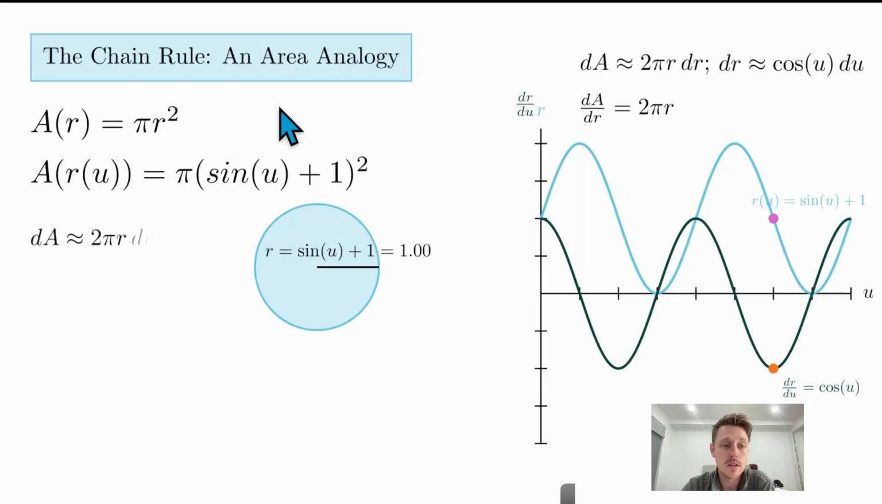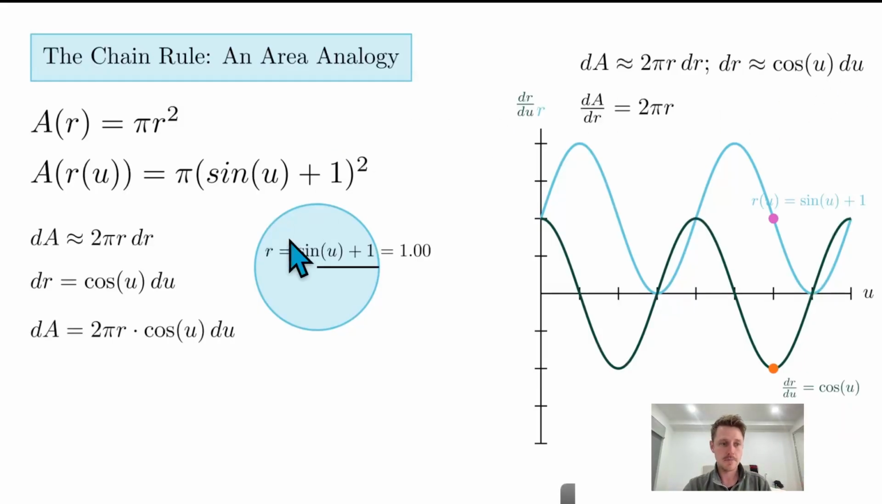And then we remember from before that the change in area is approximately 2 pi r multiplied by dr. But we know that dr is cos of u du. How does the radius change? Well, it changes as cos of u du. So we end up with this. Oh, there it is again. So dr is equal to cos of u du.